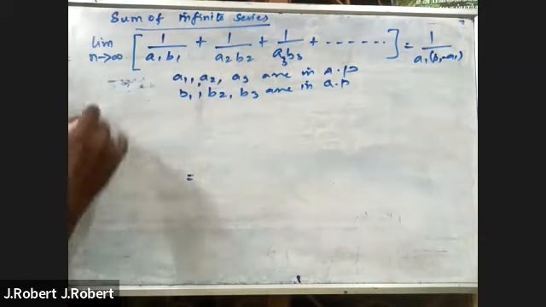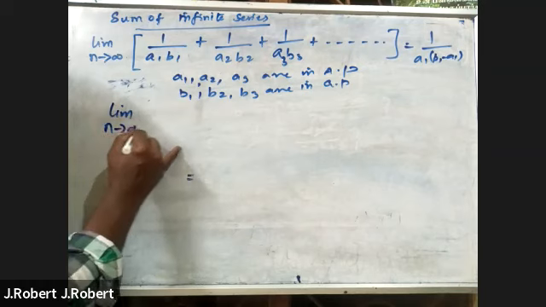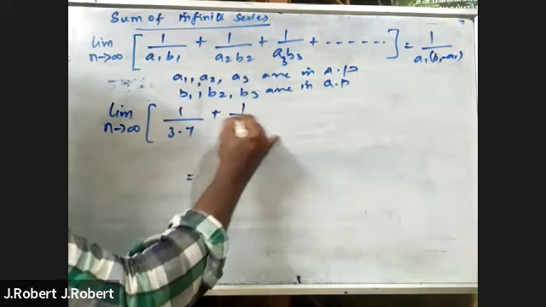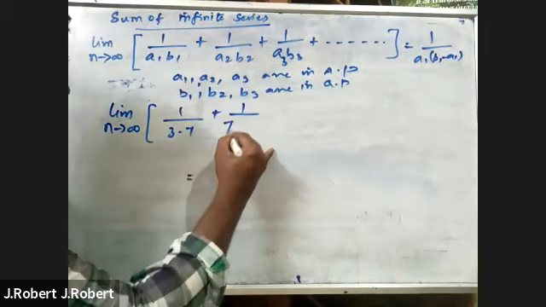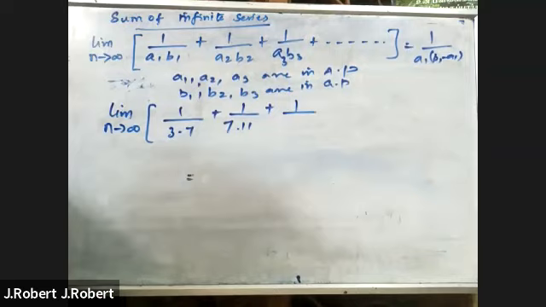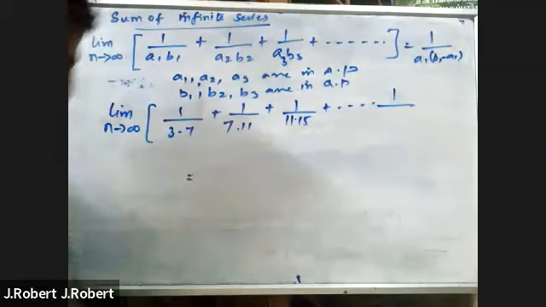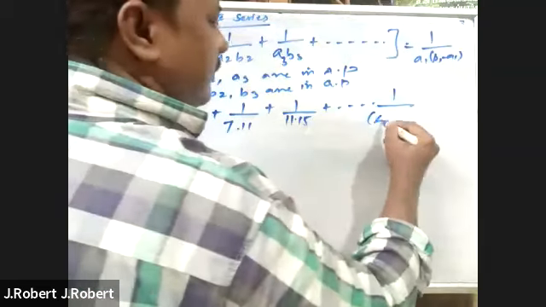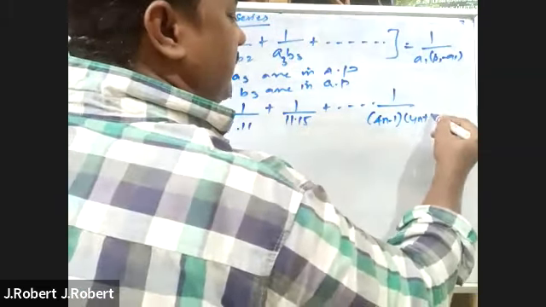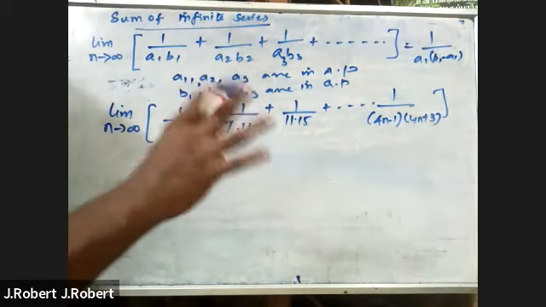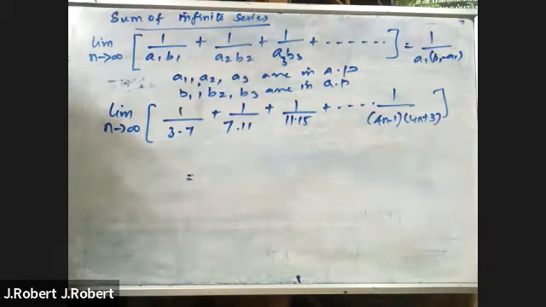Now they ask a question: find limit n tends to infinity of 1 divided by 3 into 7 plus 1 divided by 7 into 11 plus 1 divided by 11 into 15 plus dot dot dot 1 divided by (4n minus 1) into (4n plus 3). What is the answer? We have to apply exactly the result 1 divided by a1 into (b1 minus a1). We have to check whether a1, a2 are in AP and b1, b2 are in AP.